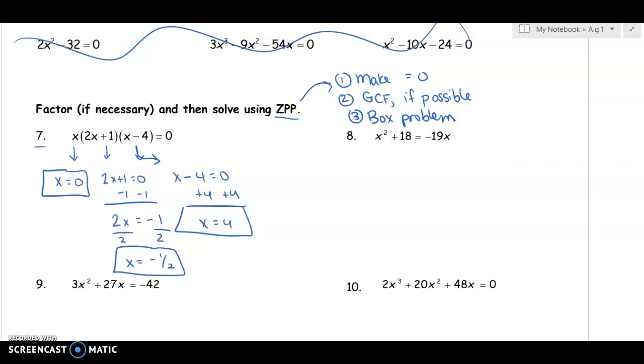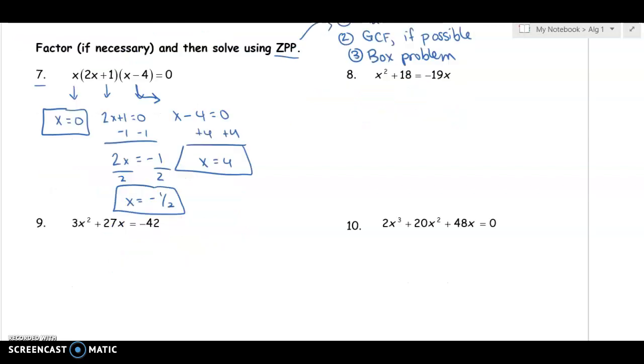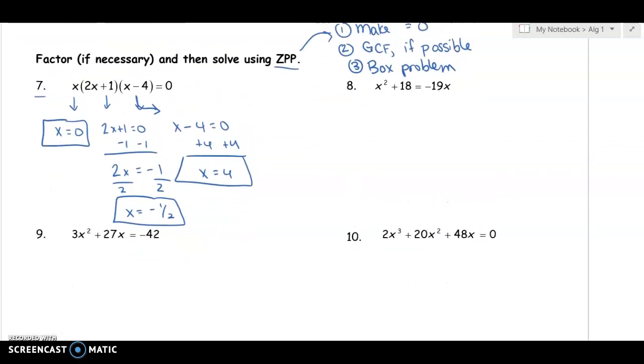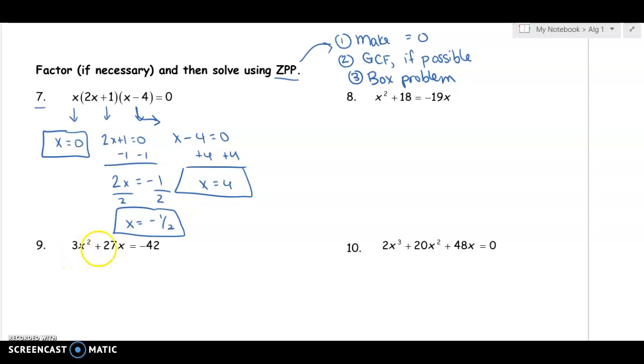All right, we're going to skip number 8 for the moment. Let's look at number 9. For number 9, you'll notice it is not equal to 0. So we need to move this 42, the negative 42, add it to both sides. When you add it to the left side, keep it so that it's in descending order. So just stick it on at the end so that it's 3x squared plus 27x plus 42 equals 0.